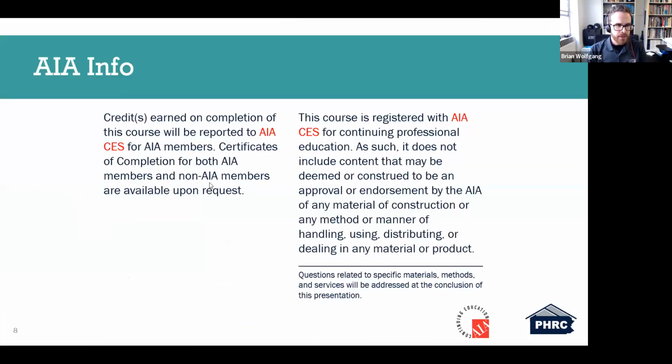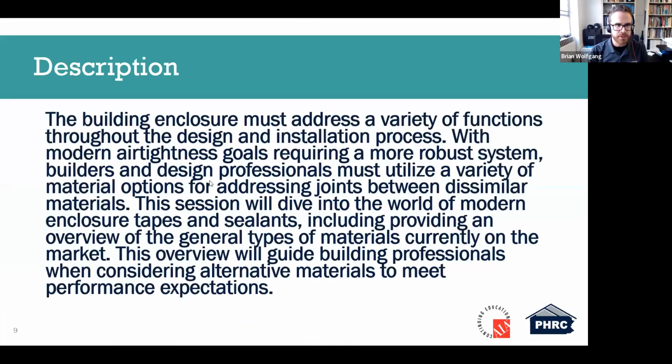So I do want to point out a little bit more of what we're going to talk about by acknowledging our AIA description and learning objectives. Again, this discussion is really reflecting the state of our industry today. Even if you look back at some of the resources related to tapes and sealants 5 years ago, the discussion was slightly different because there's so many new products on the market.